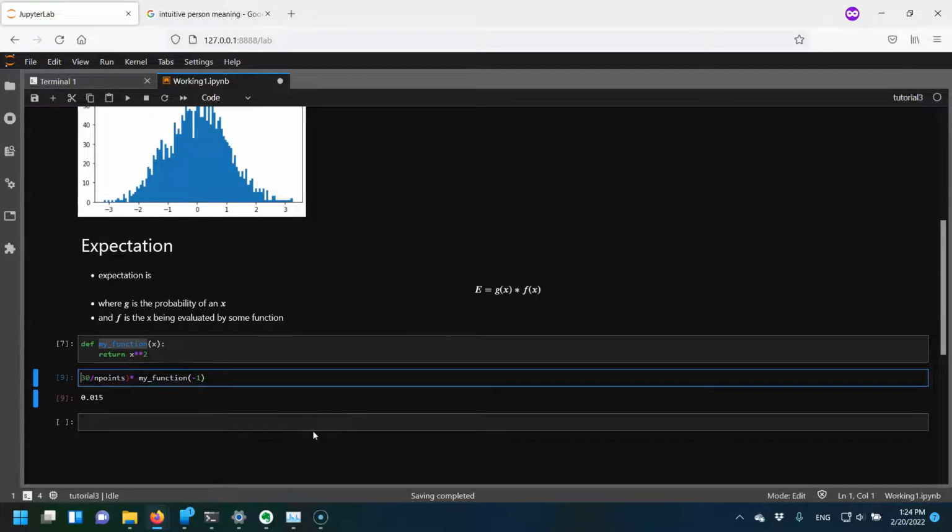So again, we just have the probability of a particular value. So this is the probability of -1, somewhere around here, and then multiplying that value by some function in order to get our expectation. So this is definitely interesting, but normally when we look at expectations, we're integrating over a whole probability. So let's take a quick look at how we might be able to do that.